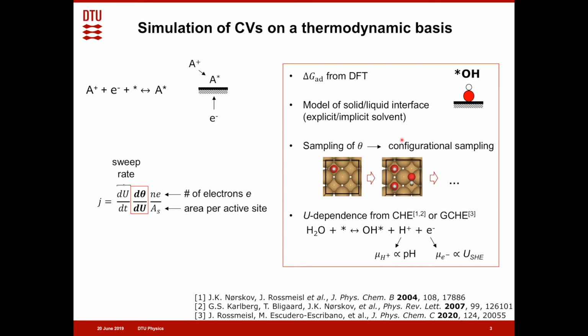How deep we apply a configurational sampling to describe the surface coverage of an adsorbate, here, for example, of hydroxyl, and how we model the potential dependence of our adsorption processes. For example, we can use the computational hydrogen electrode or include more detail with its generalized variant.